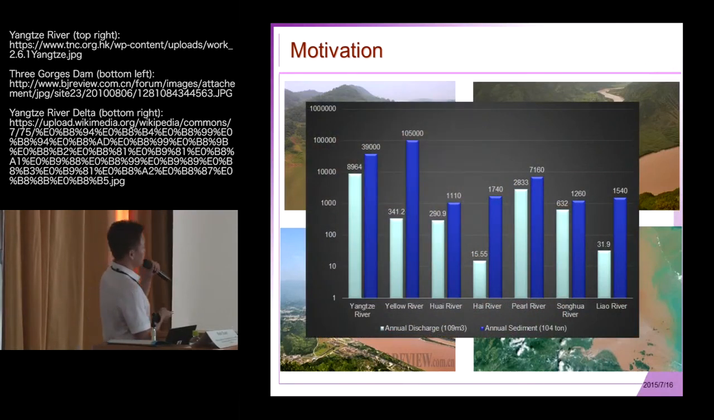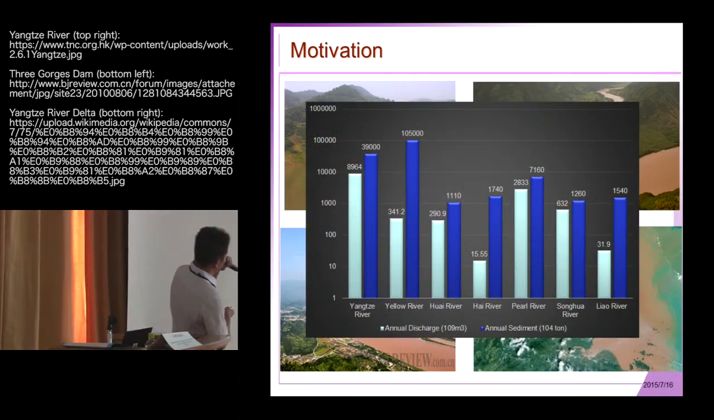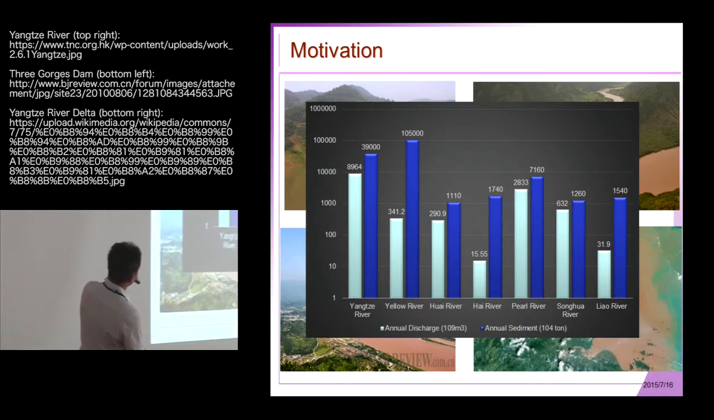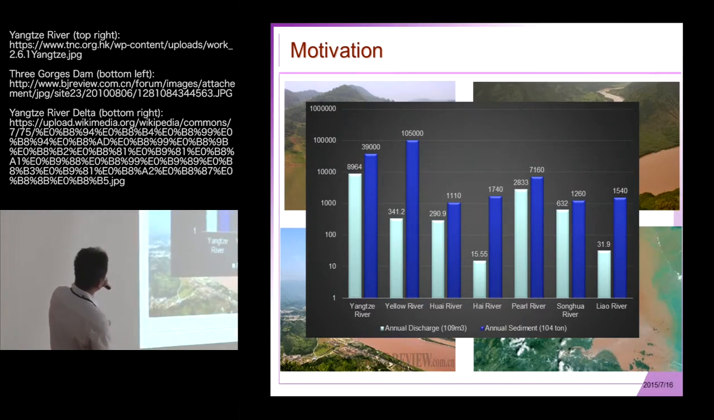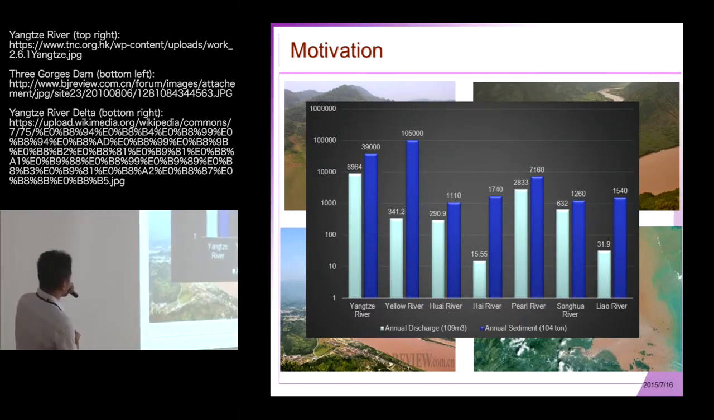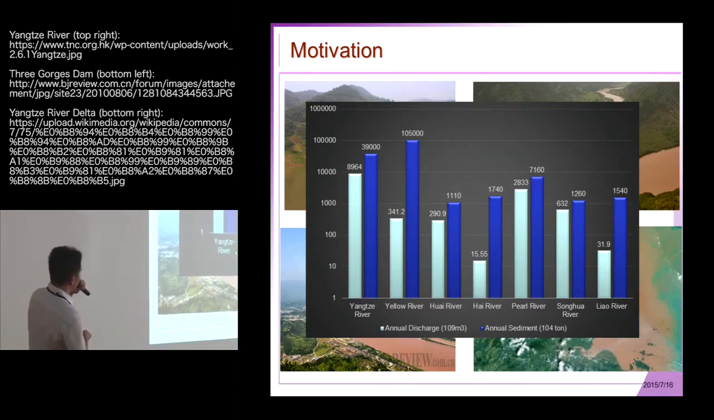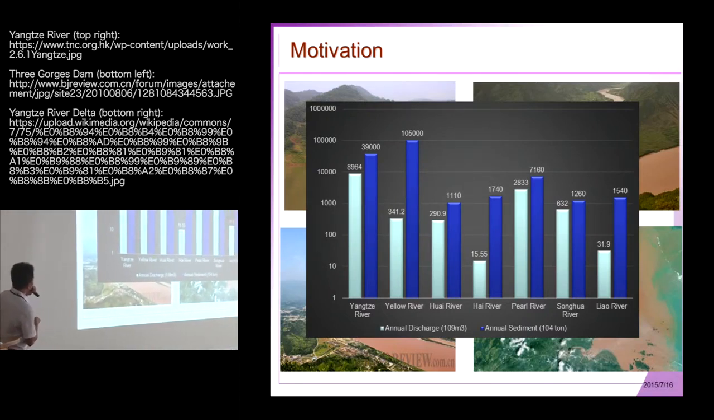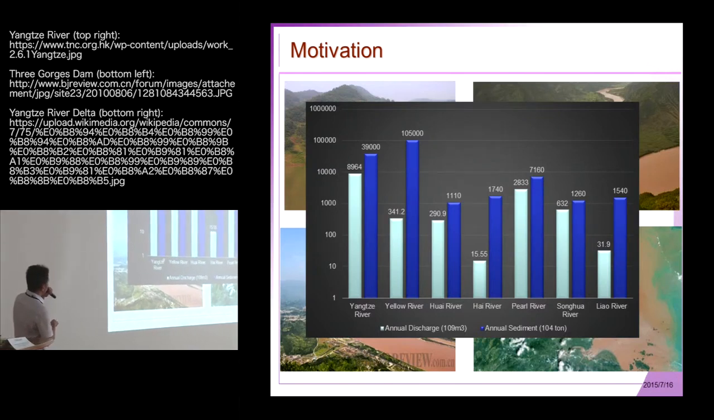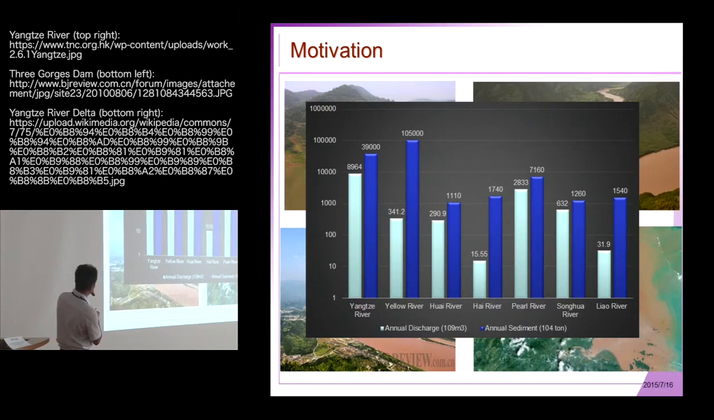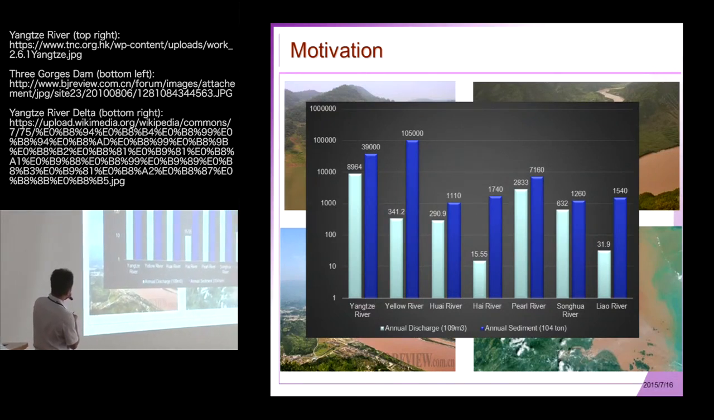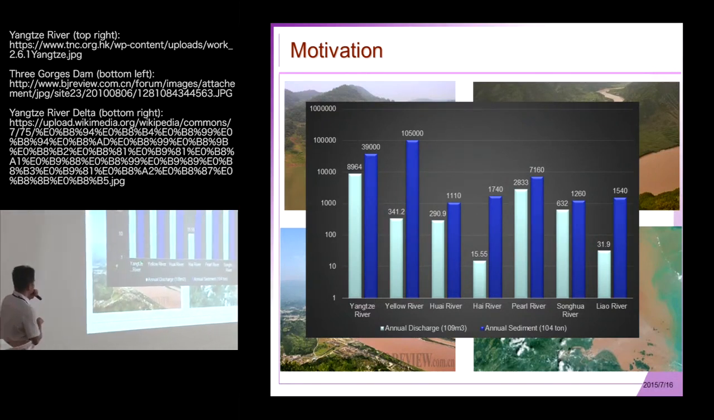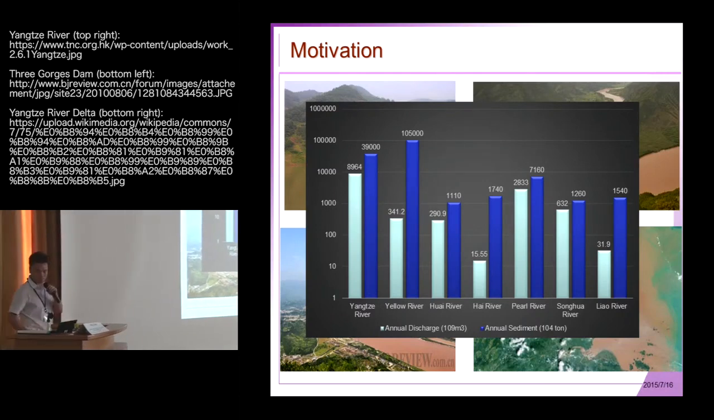Also this figure shows the water resources and the sediment production in the Yangtze River, the Yellow River, and also the Huai River. As we can see, most of the sediment production is in the Yellow River Basin, and the next is the Yangtze River Basin.